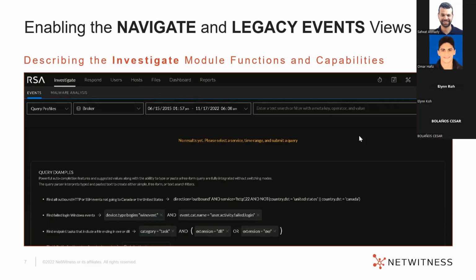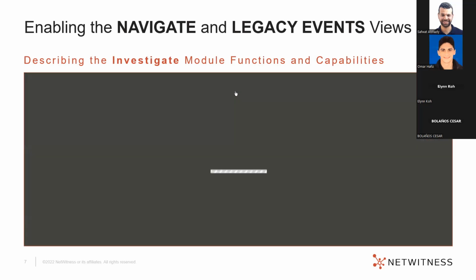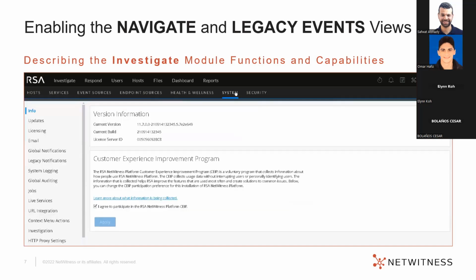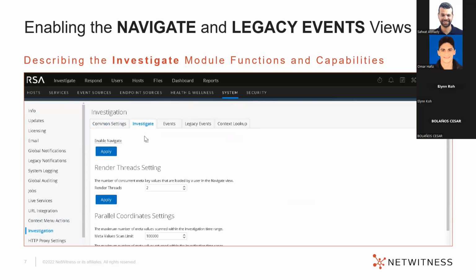So let's see here in this demo. You can enable Navigate by going to Admin. So here we go to the Admin icon. Then we go to System. And after that, we can select Investigation from the left pane here. And we can find that there is an Investigate tab, which we can select and click Enable Navigate. And this way, the Navigate view will appear on your screen.